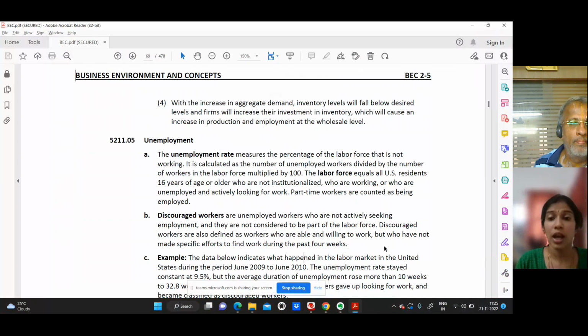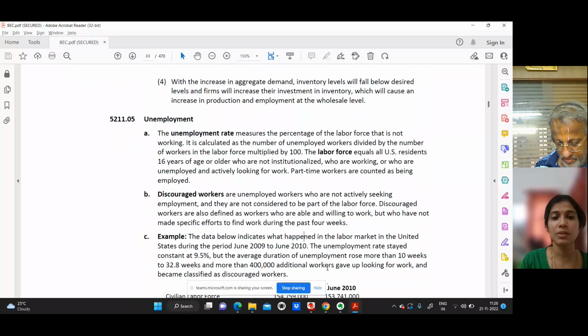So if you want to work, you have to find a job, right? And if you want to find a job, you have to make some effort for that. If you're not doing that, then you are part of this discouraged workers category. So they're again giving you an example.